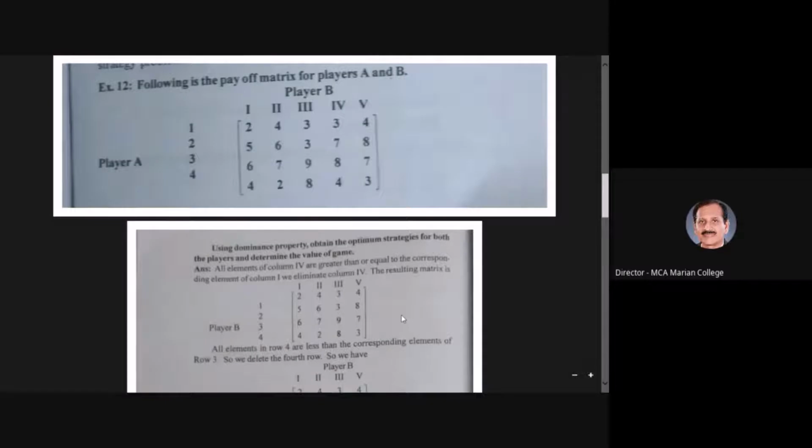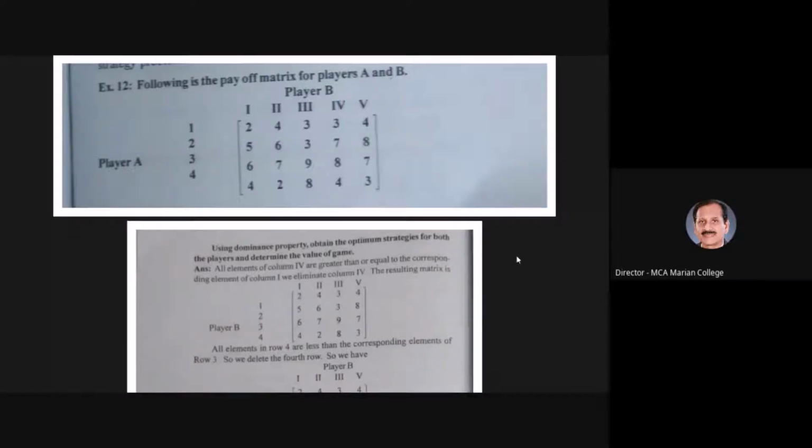But if you are asked to do this by using dominance property, you have to directly start with the dominance property. So in this problem, it is given like this: using dominance property, obtain the optimum strategies for both the players and determine the value of the game. Okay, in this case, what we can do is go through the rows and columns. While using dominance property, there are 3 rules.